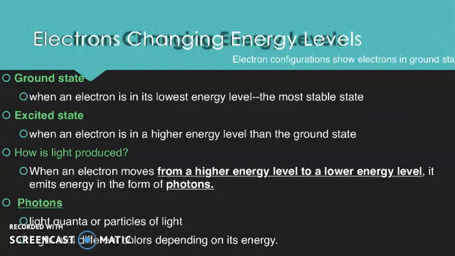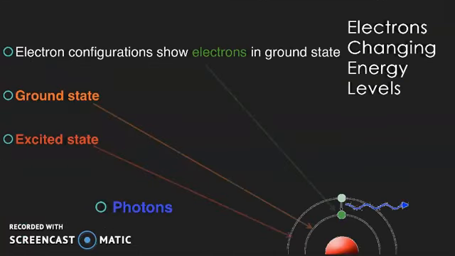So then light is produced when the electron moves from that higher energy level to the lower energy level. It can go one level down, or it can drop a couple levels down, or it might drop all the way back down to its ground state. When it does that, it emits the energy in the form of photons. Photons are just light quanta, or particles of light. The different colors of light depend on its energy, which we'll go through later.